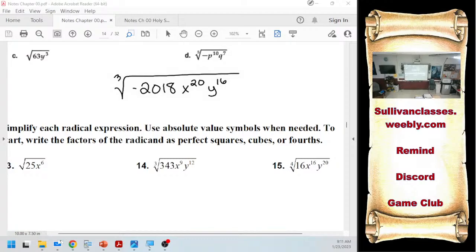Who said that it's a perfect cube? Like 27 is a perfect cube because 3 cubed makes 27.